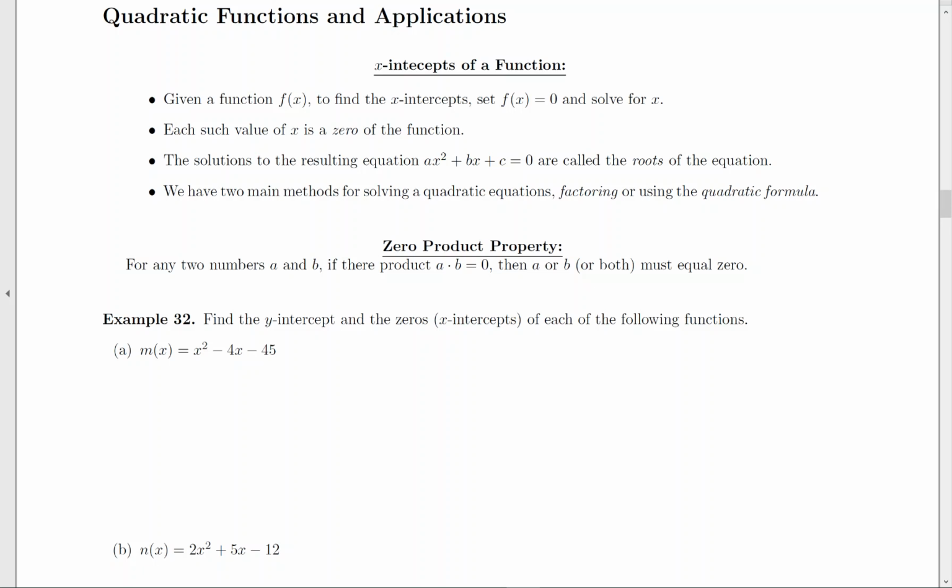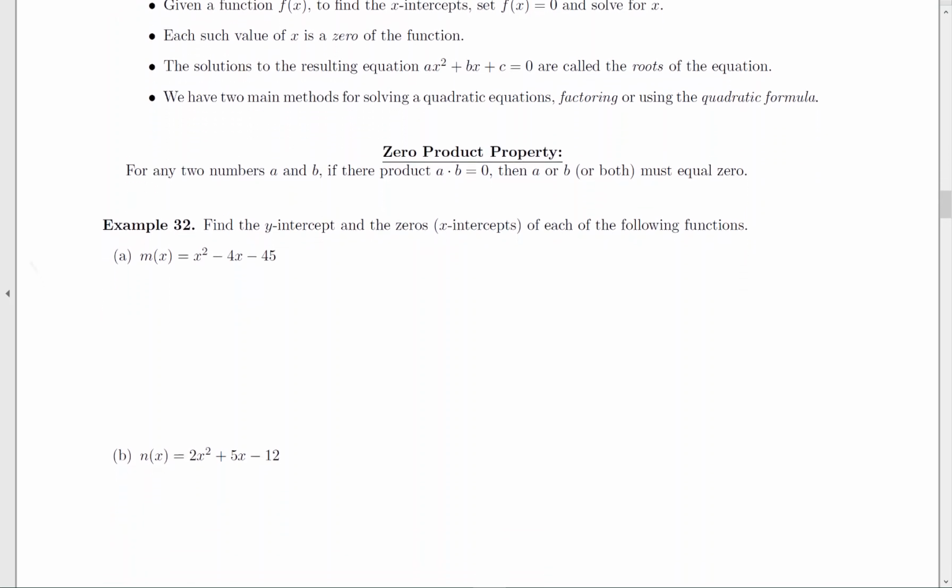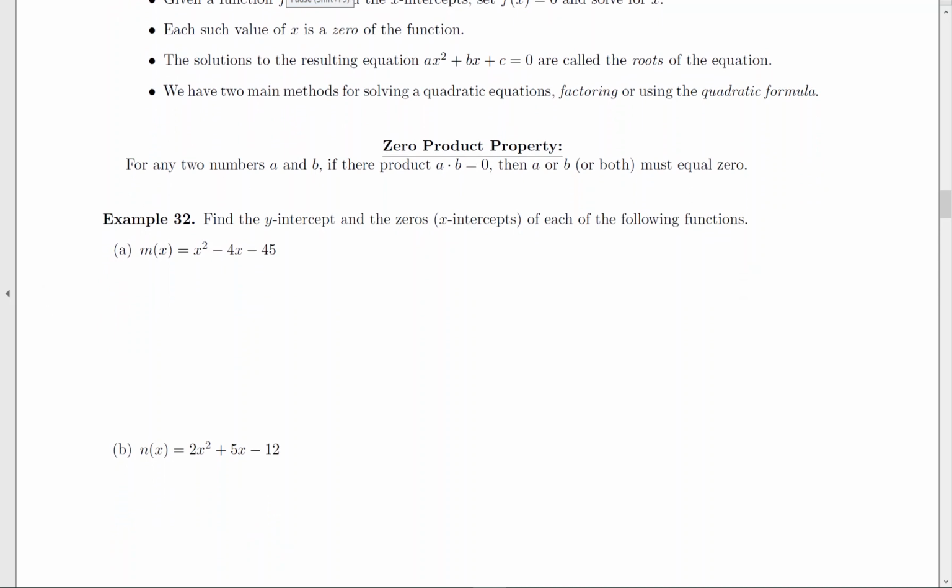We have two main methods for solving a quadratic equation. We can either factor or use the quadratic formula. When we factor, we consider using the zero product property. That property says for any two numbers, a and b, if their product, a times b, equals 0, then either a has to be 0 or b has to be 0, or potentially both.